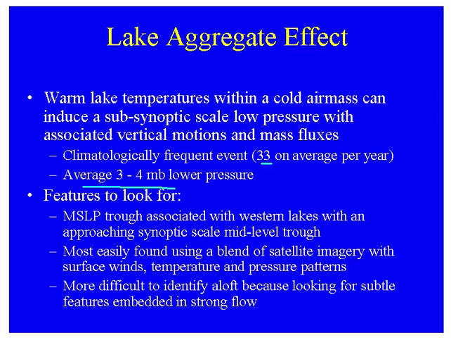Features to look for: look in advance for the MSLP trough associated with the western lakes. That's going to be your greatest clue, because, point of fact, these features, especially the mobile troughs, are fairly subtle and difficult to find, as we'll show in a case study in a bit. They're most easily found using a blend of satellite imagery when there's no overlying cirrus cloudiness. Surface winds, pressure, temperature, typical things. They're most difficult to identify aloft because you're looking for subtle features that are embedded in strong flow.